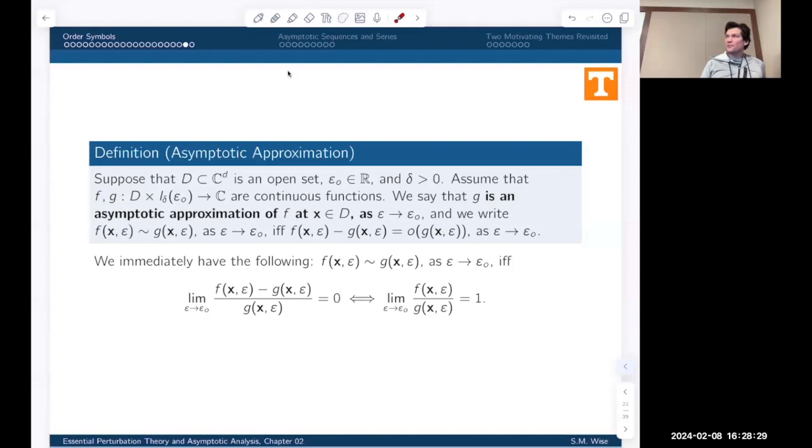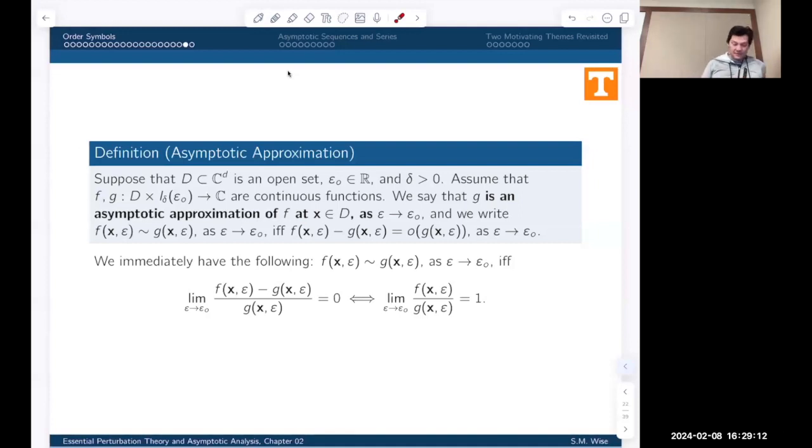The notation that we're going to use for asymptotic approximation is F twiddle G. F twiddles G and G twiddles F, whatever, as epsilon goes to epsilon naught. And here's where the definition comes. The definition always follows the if and only if. So this is all symbols and words, but what it means in other symbols and words that we have defined previously is that F minus G is little o of G as epsilon goes to epsilon naught. That's the official definition.